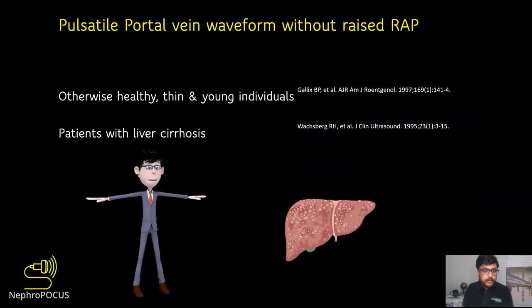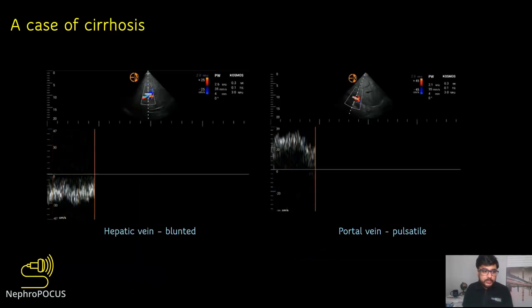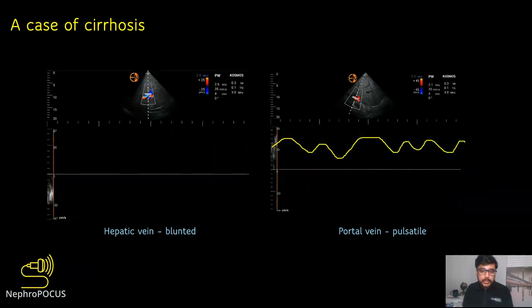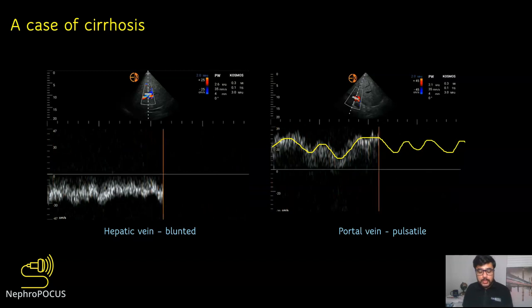Yeah. And one caution with portal vein is that otherwise healthy, thin, young individuals may have pulsatile portal vein at baseline, even without elevated right atrial pressure. And also patients with liver cirrhosis can have pulsatile portal vein without elevated right atrial pressure, because in that case, it's just reflecting local pressures, that is portal hypertension. And here is a nice example of relatively pulsatile portal vein in a case of liver cirrhosis.